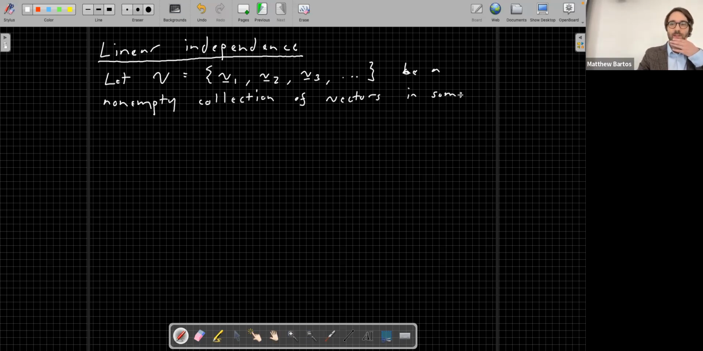In some vector space, which I will just call U, because it's hard to differentiate between different fonts here. So V is just a collection of vectors. It's not necessarily a vector space itself. U is a vector space. So we can define two concepts. The first is linear dependence.